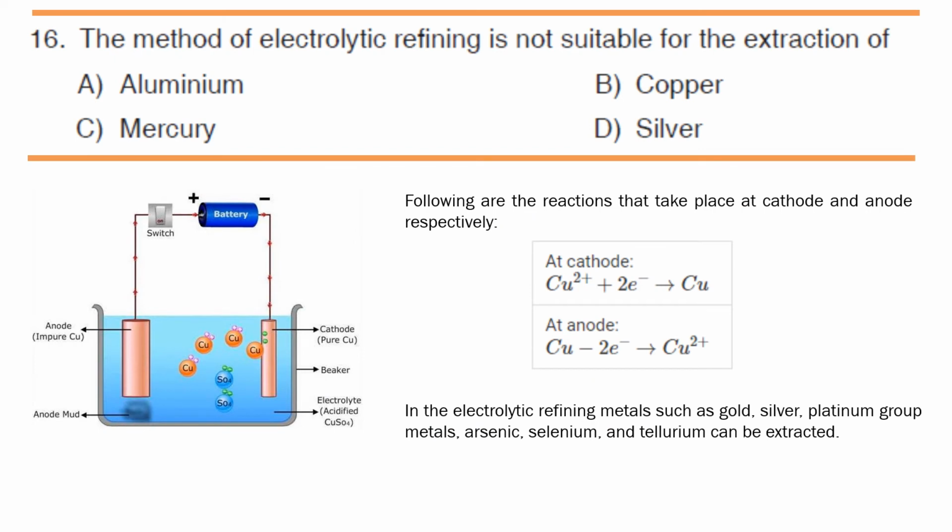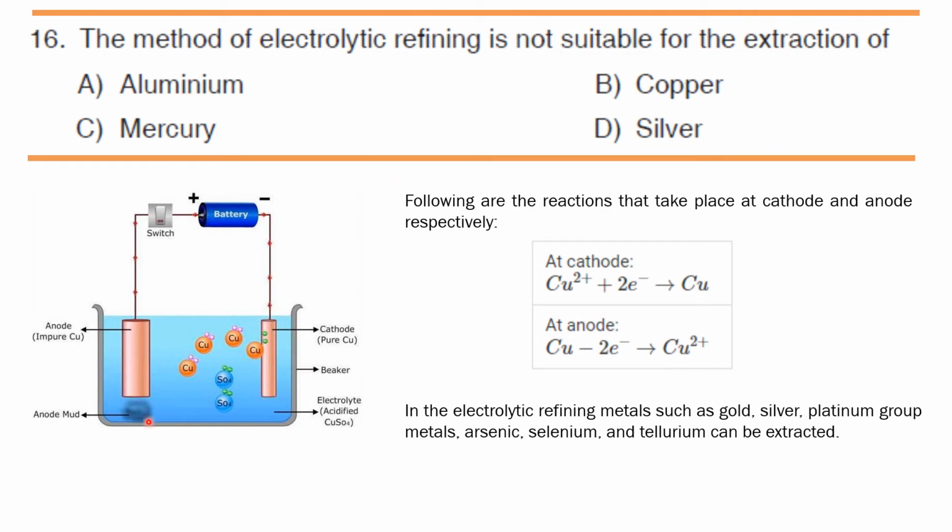So we'll have the next question, which is probably a question from metallurgy. The method of electrolytic refining is not suitable for the extraction of aluminium, copper, mercury, and silver. In order to answer this question, we need to have some idea regarding electrolytic refining in extraction chemistry. Electrolytic refining is a method that is usually used for the extraction of metals like copper, gold, silver, platinum, etc.